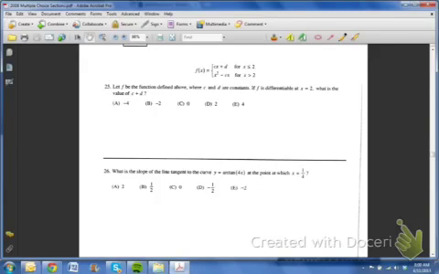Let f be the function defined above, where c and d are constants. If f is differentiable at 2, what's the value of c plus d? Differentiable means that when we plug 2 in to both pieces, we get the same thing. That means it's continuous. And when we plug 2 into the derivatives of both pieces, we get the same thing. That means that it would be differentiable. So when I plug 2 into both pieces, I get 2c plus d, and that has to equal 4 minus 2c.